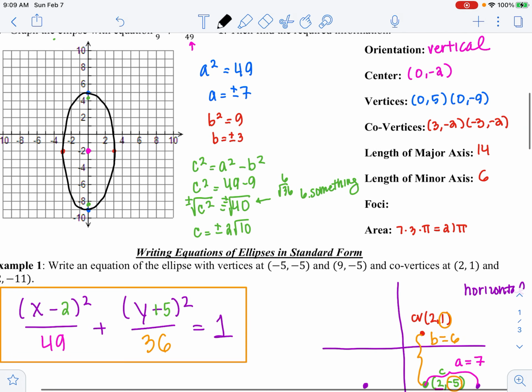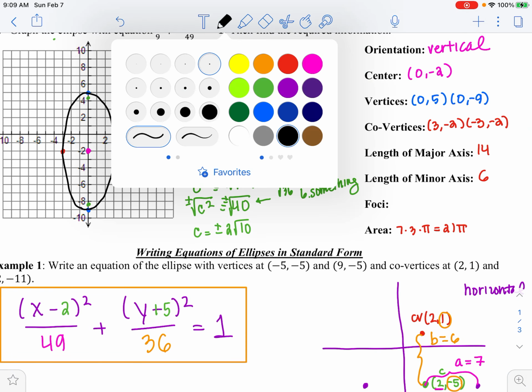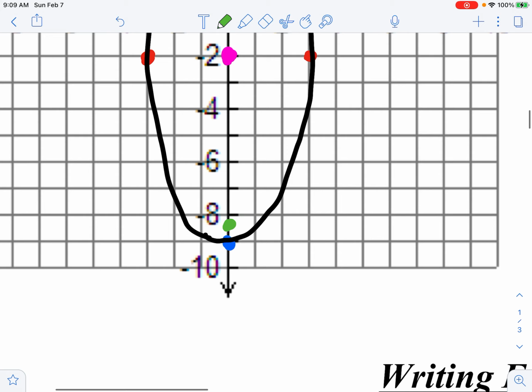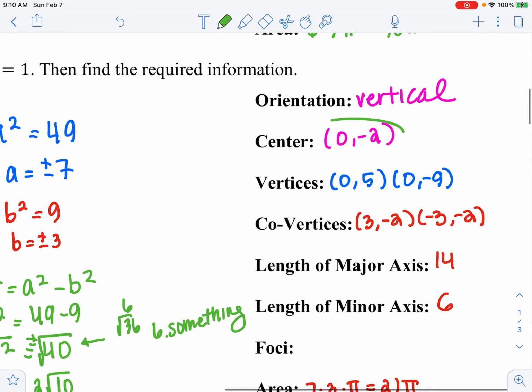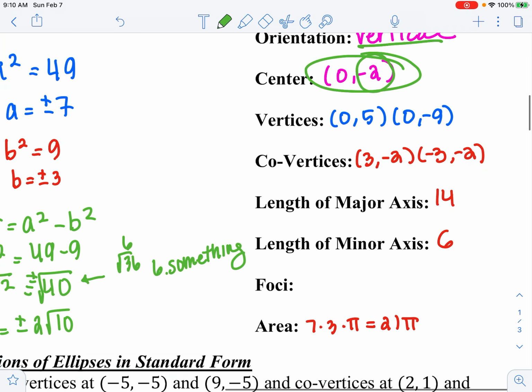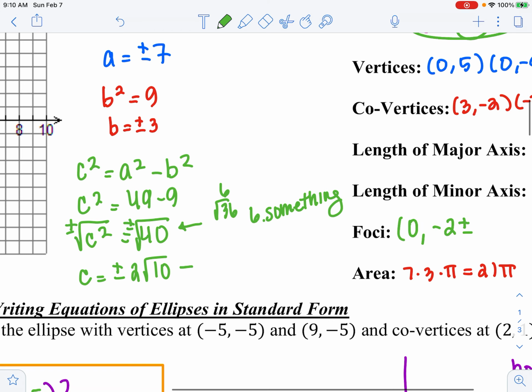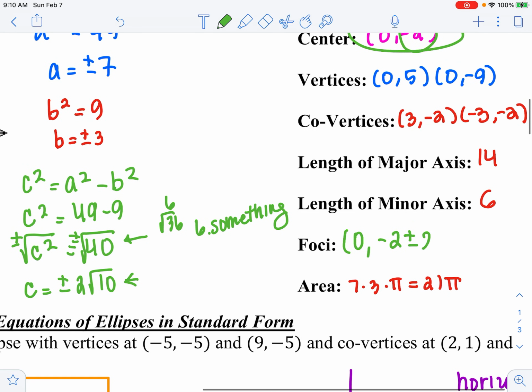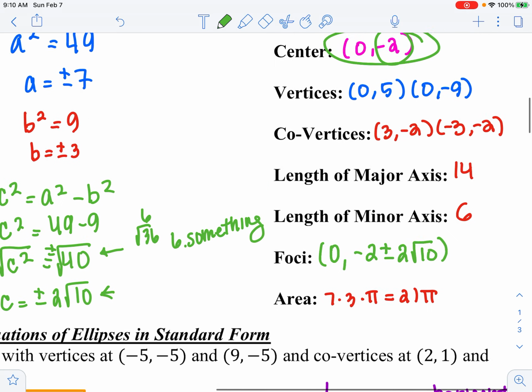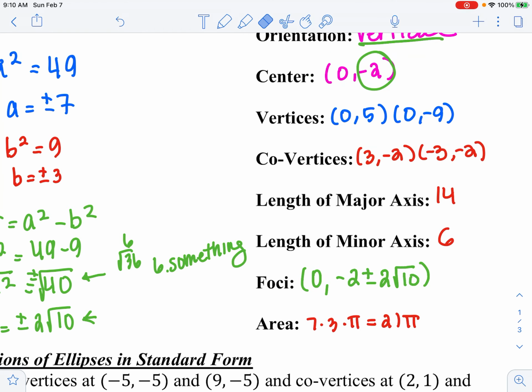And then I'll write the location of my foci. Location of my foci, once again, if you look, they are floating in between 2 values. So I don't want to write a decimal approximation. I'm going to write an exact answer, and I'm going to use my center for help. My center is 0, -2. I move vertically, so I'm going to change the -2. The 0 stays the same. 0, comma. From -2, I went up and down, and then you're going to use this right here, 2 root 10. And that's where your foci are located.